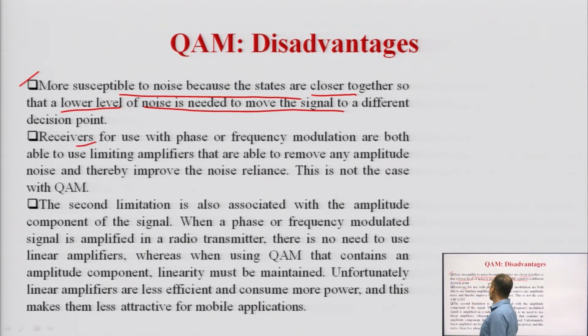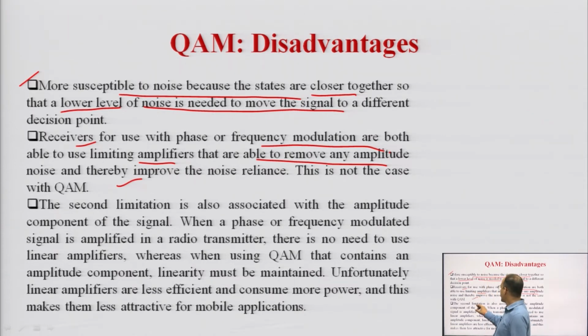Similarly, receivers for use with phase and frequency modulation are both able to use limiting amplifiers that are able to remove any amplitude noise and thereby improve the noise resilience. That is not the case with QAM; that is not possible.